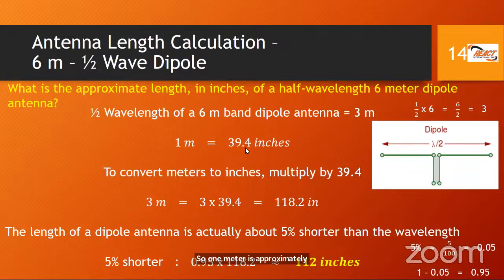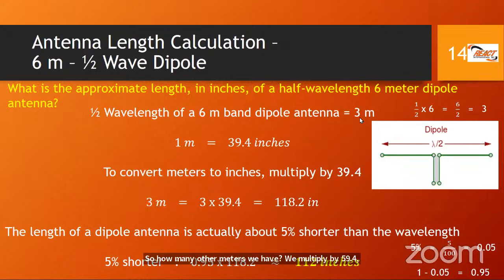So learn that, note it. You need to know that for the calculation. And if we have to convert meters to inches, all we simply do is multiply by 39.4. So however many meters we have, we multiply by 39.4. And this is what we will do in our next step.